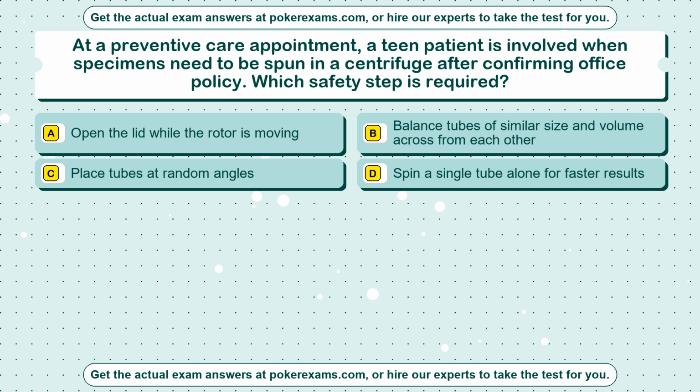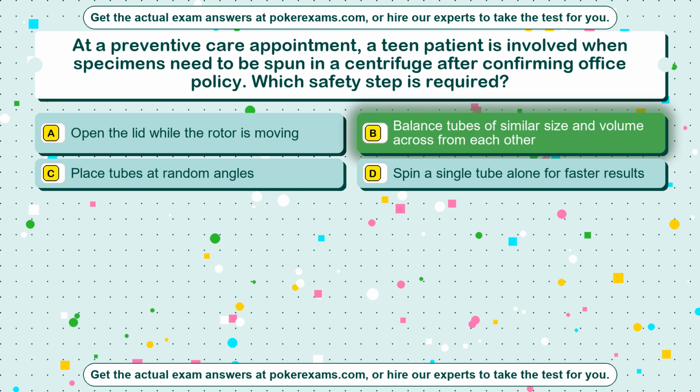At a preventive care appointment, a teen patient is involved when specimens need to be spun in a centrifuge after confirming office policy. Which safety step is required? Option A, open the lid while the rotor is moving. Option B, balance tubes of similar size and volume across from each other. Option C, place tubes at random angles. Option D, spin a single tube alone for faster results.